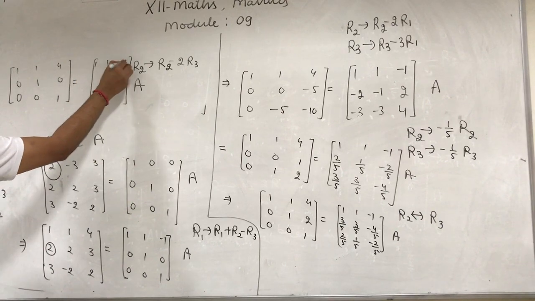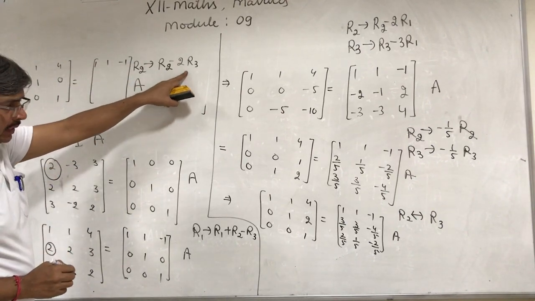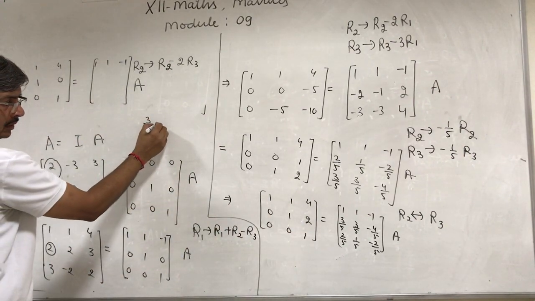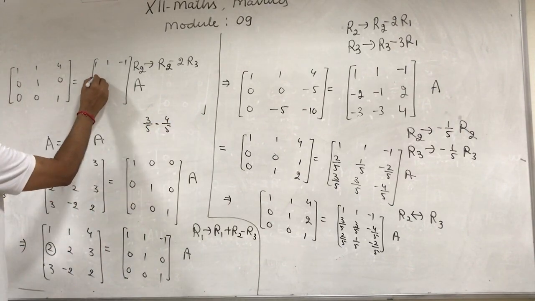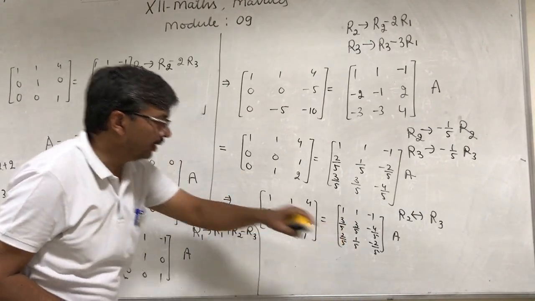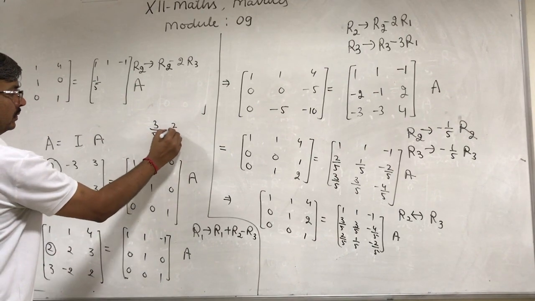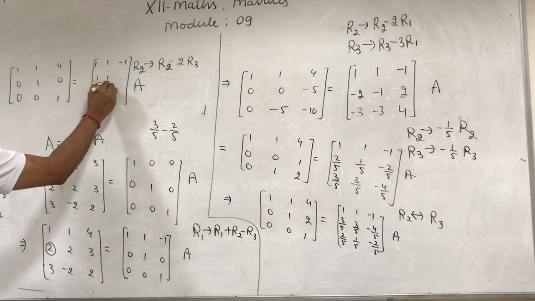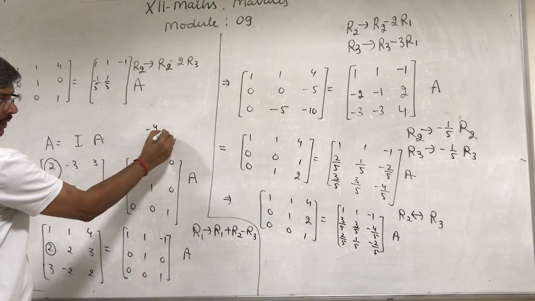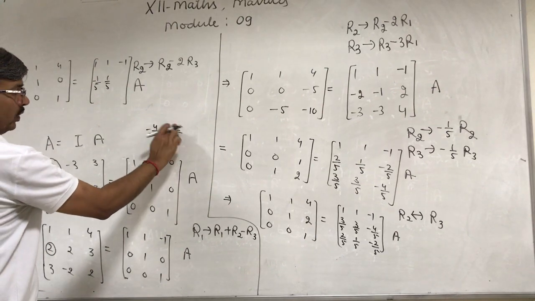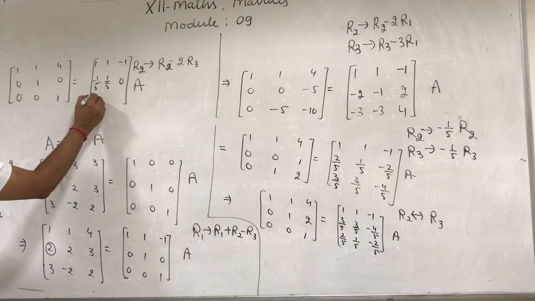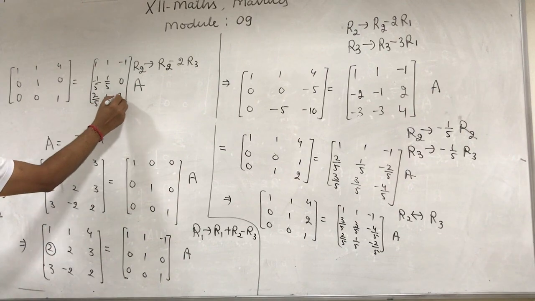1, 1, minus 1. R2 change to R2 minus 2R3. 3 by 5, minus 4 by 5, minus 1 upon 5. 3 by 5, minus 2 by 5, 1 upon 5. And minus 4 by 5 plus 2 by 5 plus 4 by 5, 0. And 2 by 5, 1 by 5, minus 2 by 5.